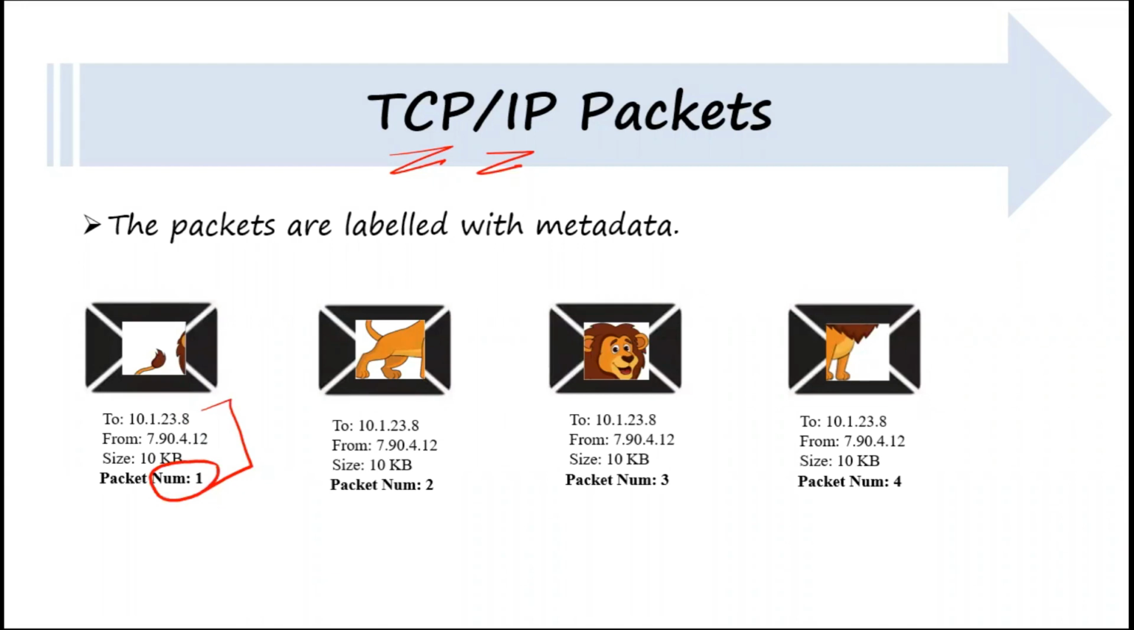So now we can say that this particular image should come first. This packet should come second, this can come third, and this can come fourth. So TCP adds a packet number to each packet, and that way we can track what order they are supposed to come in. Now, when we are sending information across the internet, we almost always use TCP and IP together.